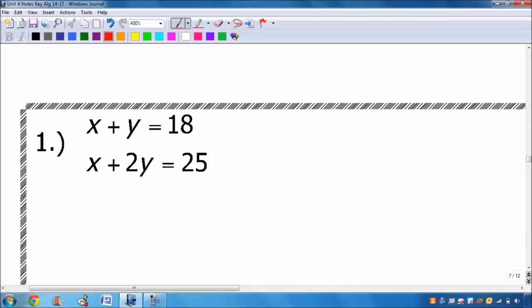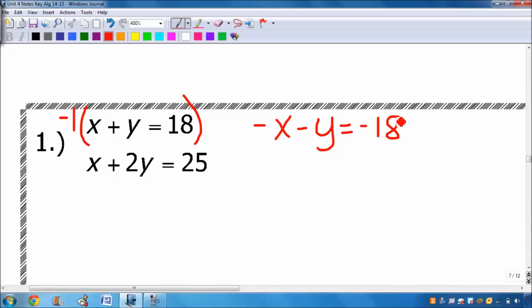Since the x's have the same coefficient, I'm going to eliminate those. But don't forget that the only way you can get them to eliminate is if the signs are opposites of each other. They have to be inverses of each other. So what I'm going to do is I'm going to multiply the top equation by -1. So this turns into negative x minus y equals negative 18. Then I'm going to just copy the bottom equation down because there's nothing I really need to change on it, okay?